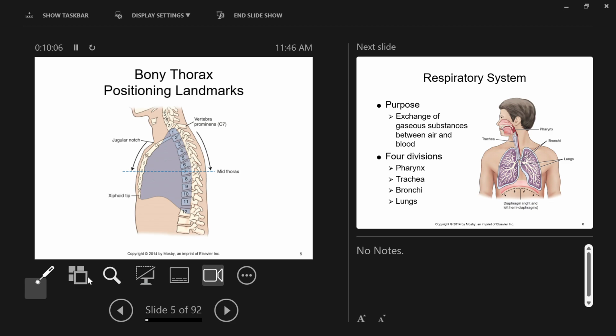So you have to consider a lot of different things, but on average, from jugular notch, a hand's width is the right distance down. And from vertebra prominens, the full spread from pinky to thumb is the right distance. And that gets us to the mid-thorax. We need to find the mid-thorax because for chest x-rays, that's where the central ray is placed.